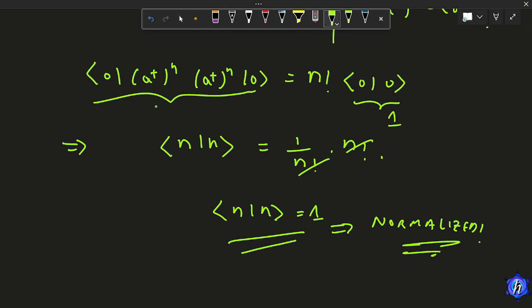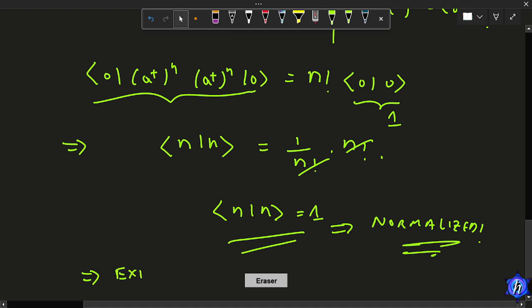Let me write it down. This implies excited states are also normalized.